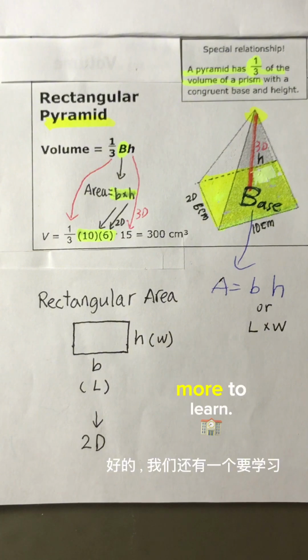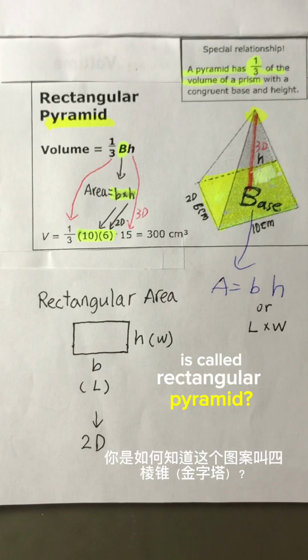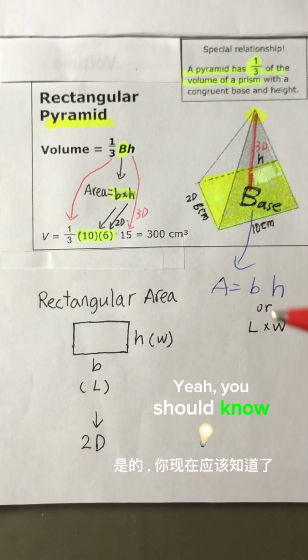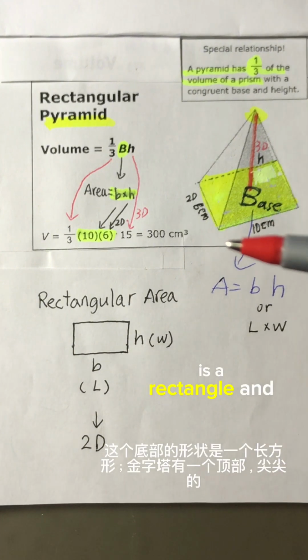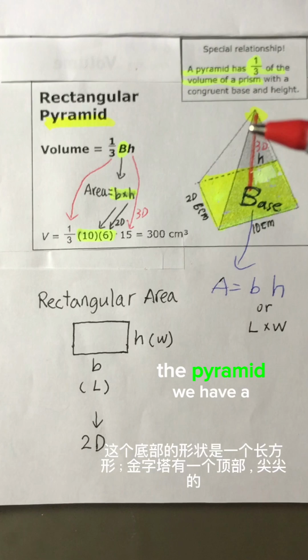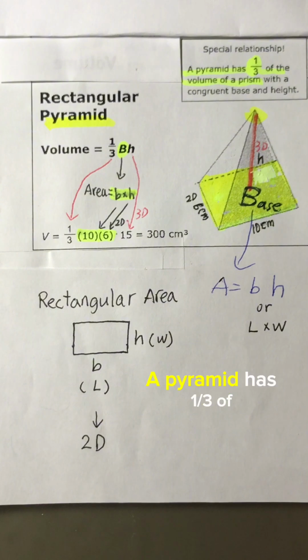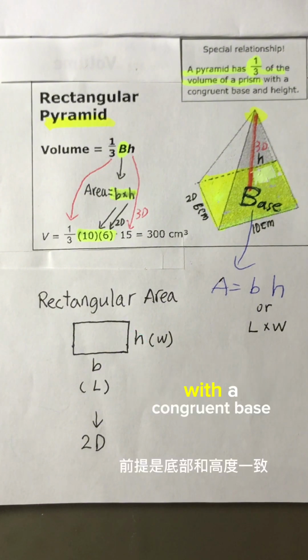Okay, we have one more to learn. How do you know this figure's name is called a rectangular pyramid? Based on what we learned previously, you should know it now. The base shape is a rectangle. And the pyramid has a top, the vertex, and it has a special relationship: a pyramid has 1/3 of the volume of a prism with a congruent base and height.